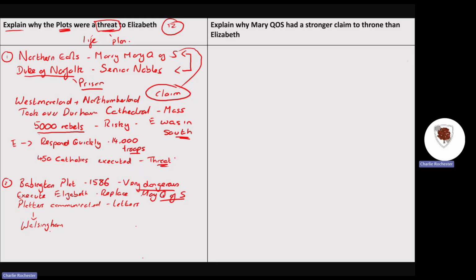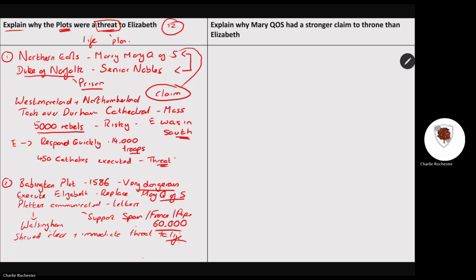Now, the other aspect here was that there was a lot of support from Spain, France, and the Pope, with up to 60,000 troops being promised for this plot. Now, the biggest reason why this was a threat is because it showed a clear and immediate threat to life, which led to the execution of Mary, Queen of Scots.